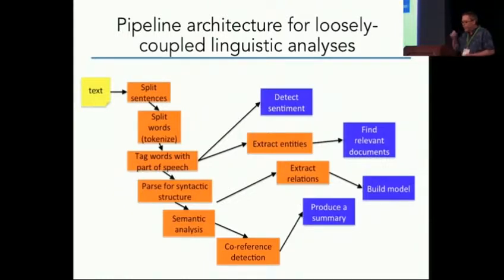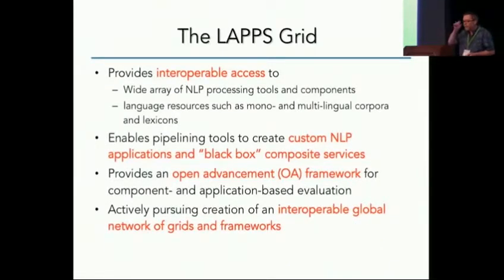Once we've got co-reference detection, co-reference is just identifying when two mentions in the same text refer to the same object. If an article mentions Barack Obama and later on it mentions the President of the United States, well, they are referring to the same physical entity. So we can do product or document summarization, topic analysis, machine translations.